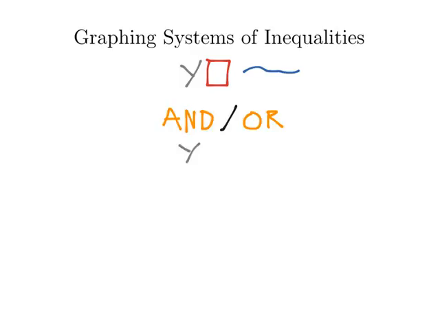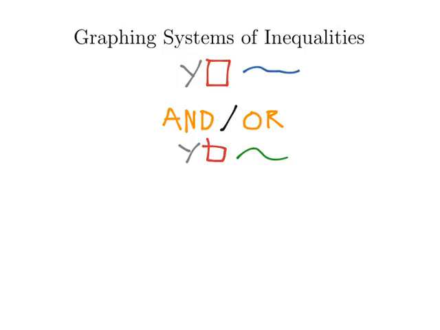So what is a system of inequalities? A system of inequalities is where you have one inequality, some relationship, and another inequality. So this is a system of inequalities. So now, how do I graph it?